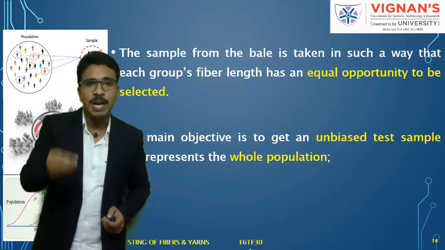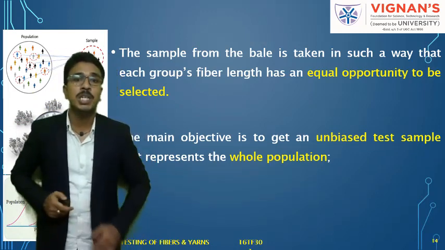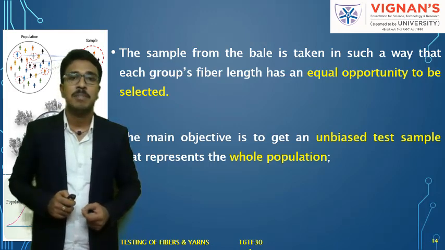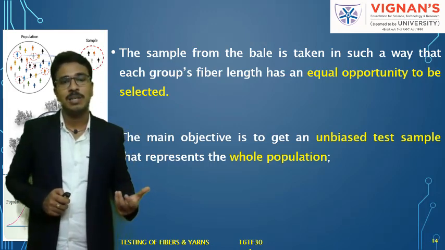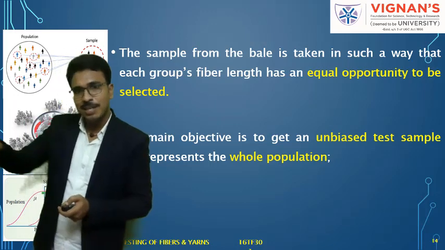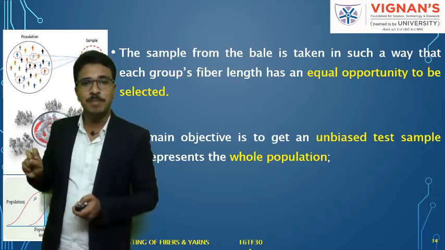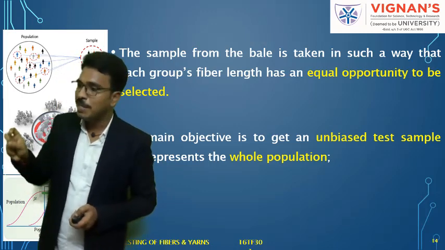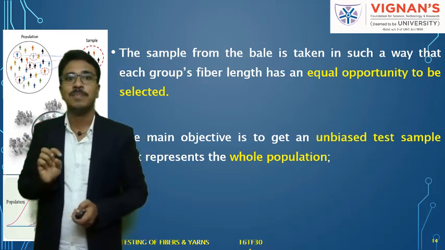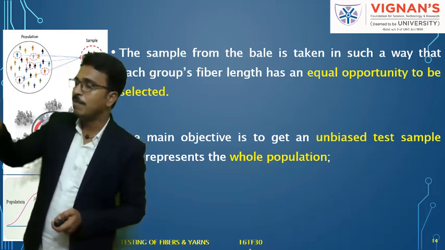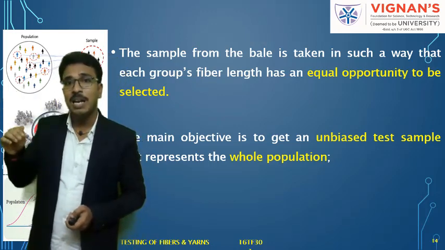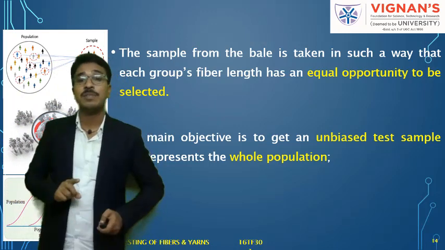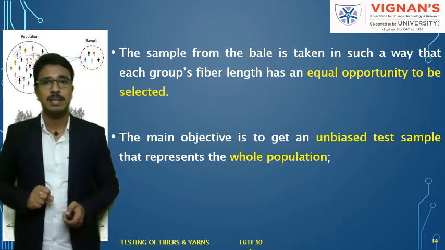Okay, and why are we doing it like this? The main objective is to get an unbiased test sample. Biased and unbiased: suppose I take the fiber from the bale at one particular place where I found it is very good, or if I take only the fibers from the top of the bale, or only the fibers from the bottom of the bale, that kind of sampling is called biased sampling.